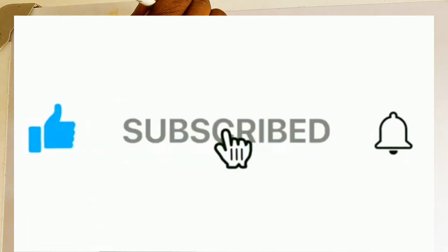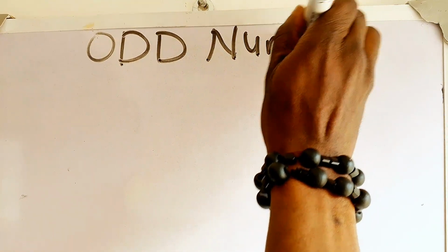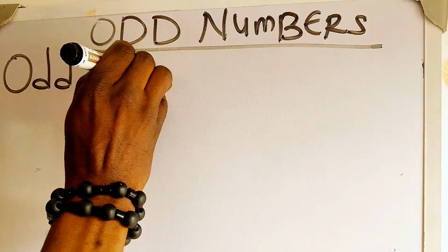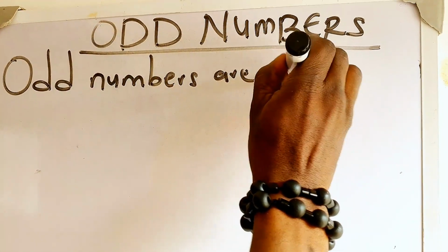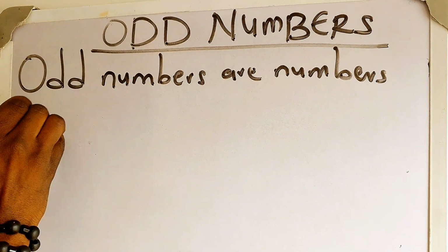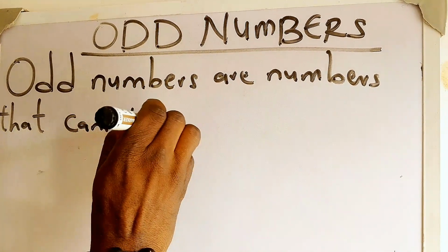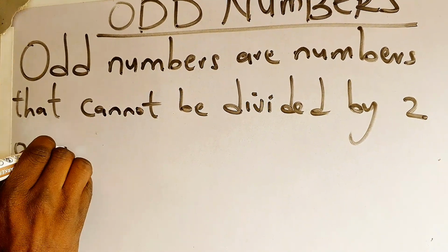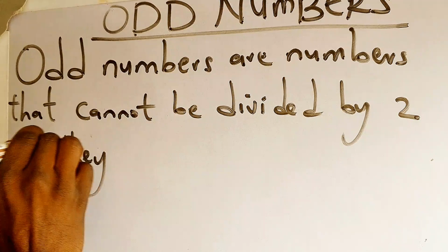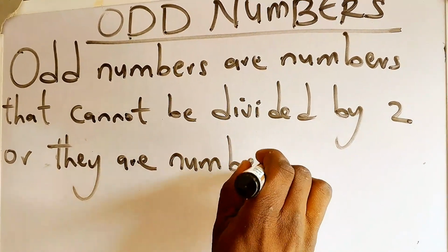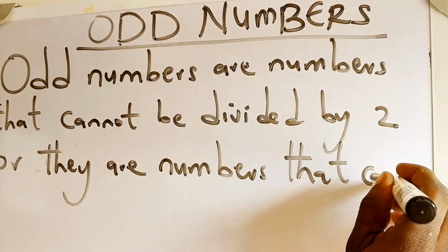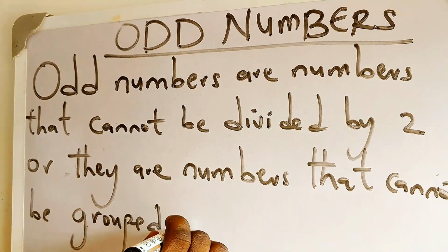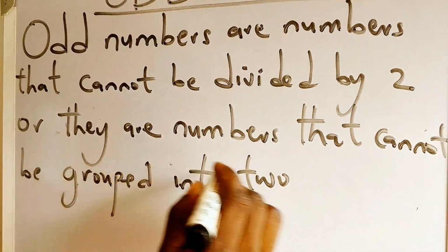Odd numbers are numbers that cannot be divided by 2, or they are numbers that cannot be grouped into two pairs.